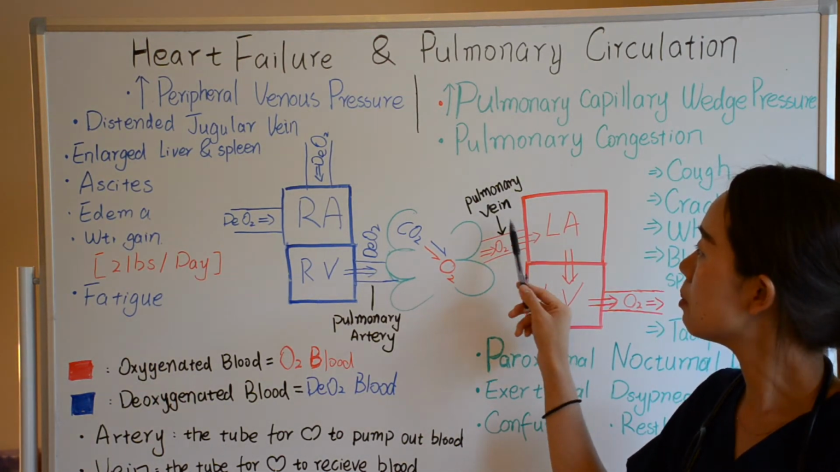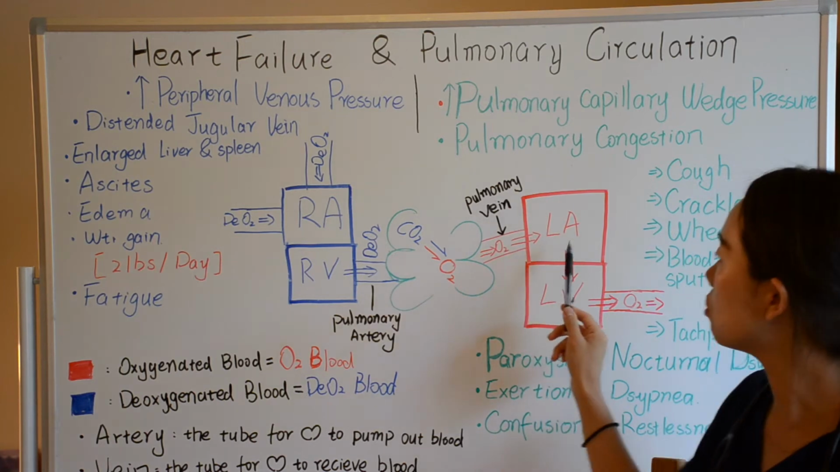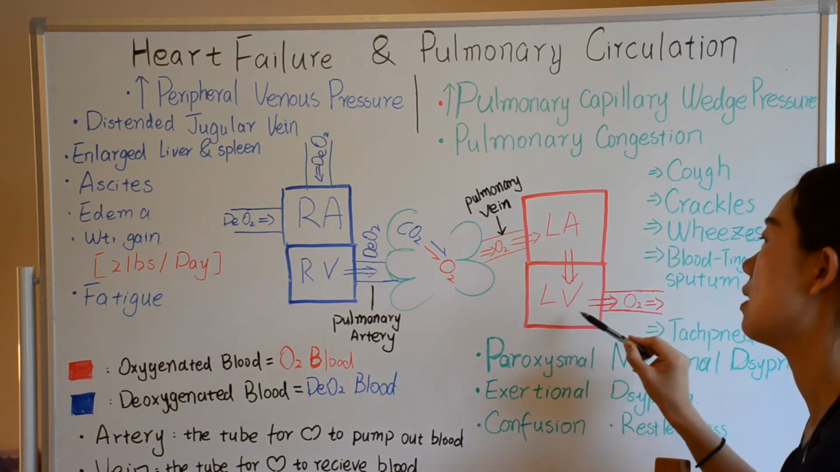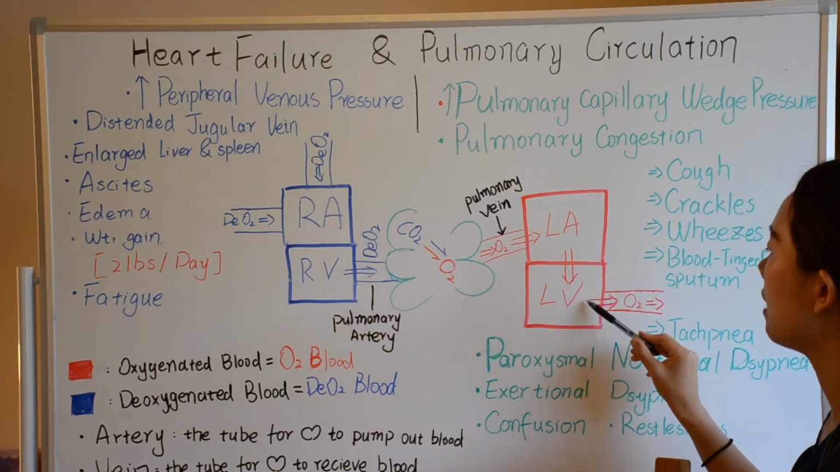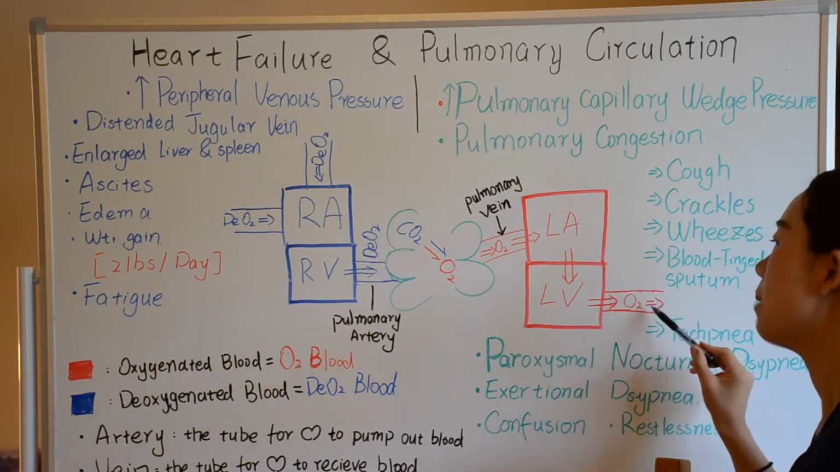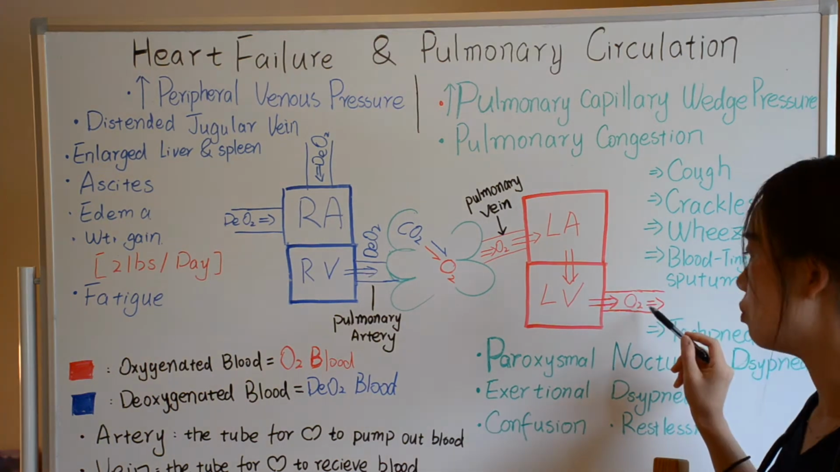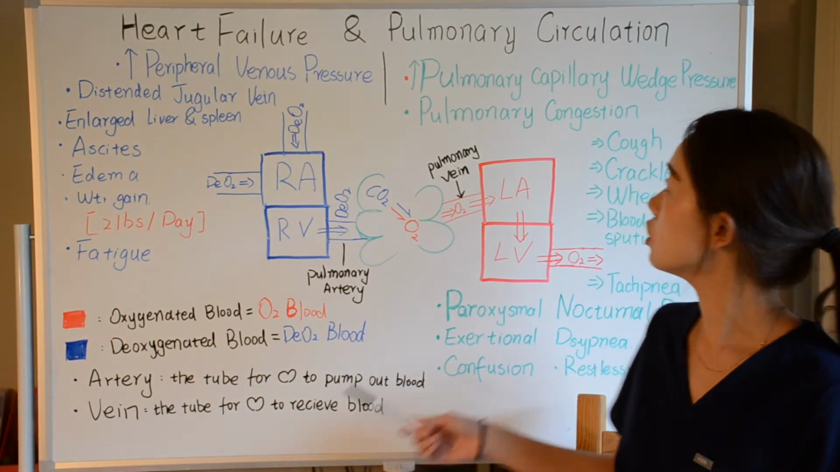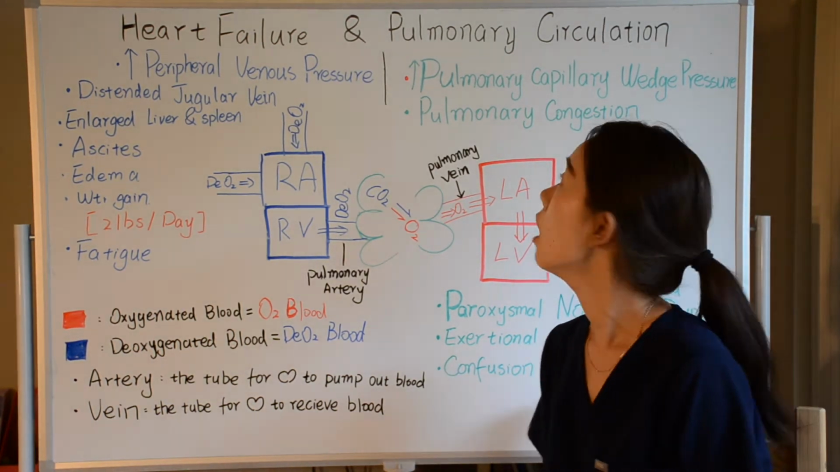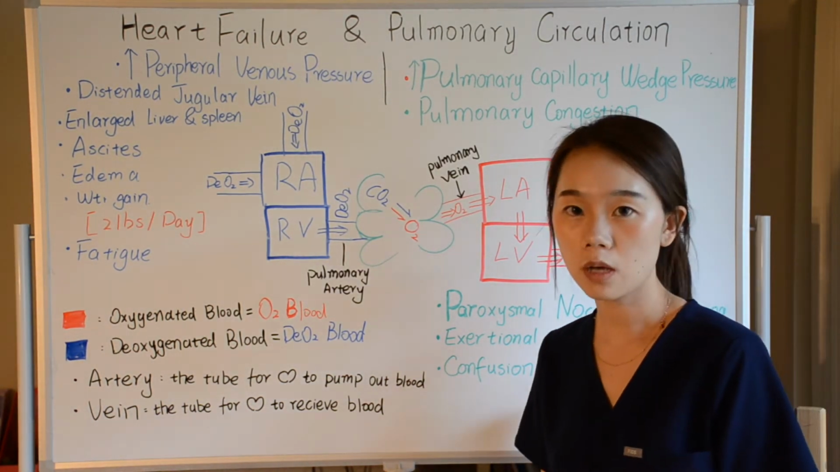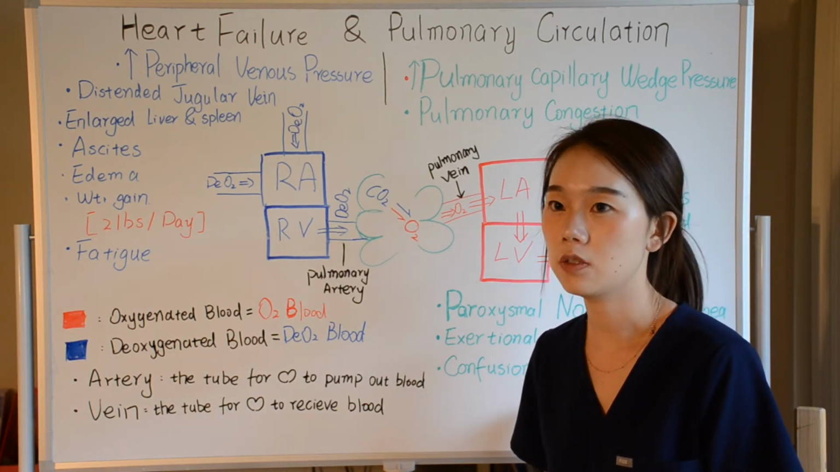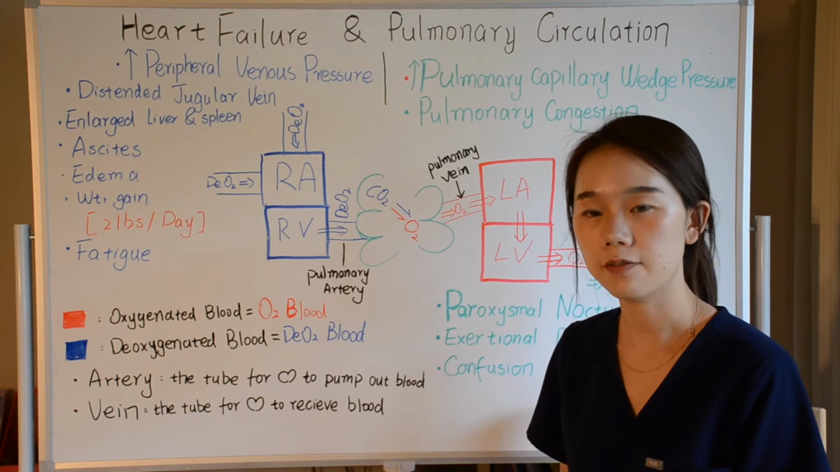They go through the pulmonary vein to our left atrium. From the left atrium, they go to the left ventricle, and from the left ventricle, they will pump out to our body to meet the oxygen demand. So after we understand how the pulmonary circulation works in our body, it is very easy for us to understand the right heart failure and the left heart failure.